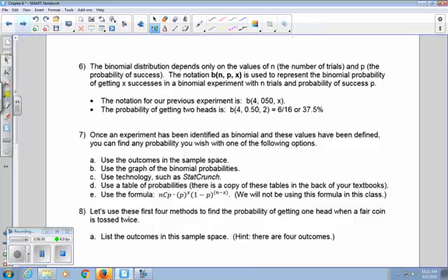The binomial distribution depends only on the values of the number of trials and the probability of success. And so the notation for the binomial distribution is B for binomial. The first number listed is the number of trials. The next number is your probability of success. And X is used to represent the number of successes you're interested in.